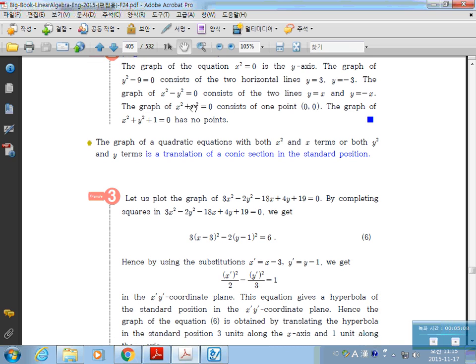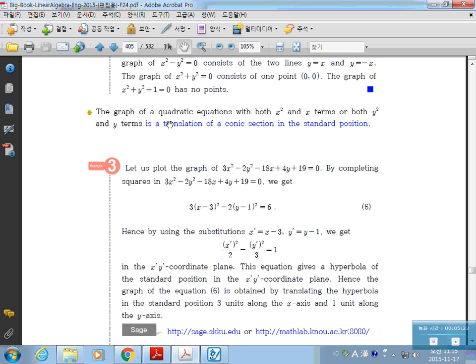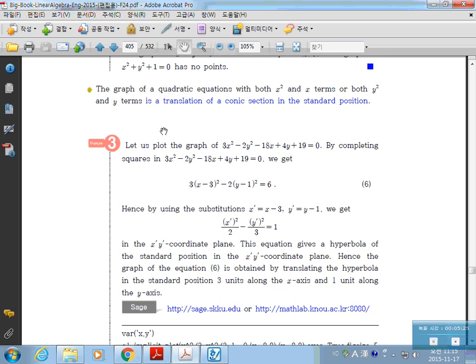And the graph of x squared plus y squared equal to 0 consists of only a single point, 0 and 0, the origin. But the graph of x squared plus y squared plus 1 equal to 0 has no point on the xy plane. Okay, so there are many interesting cases.